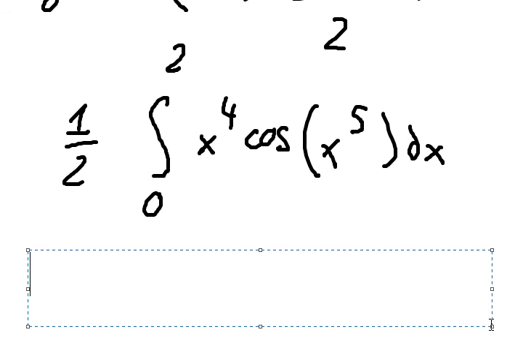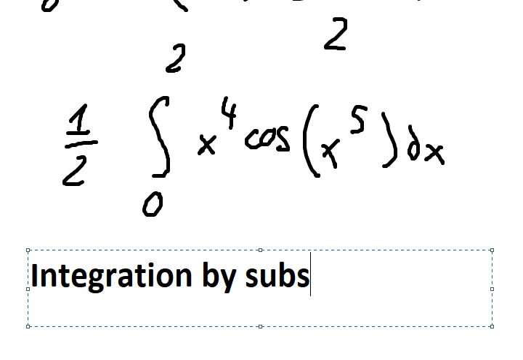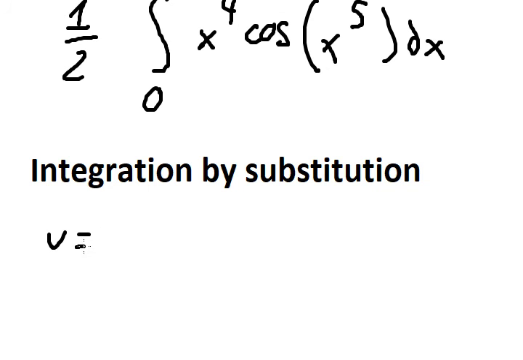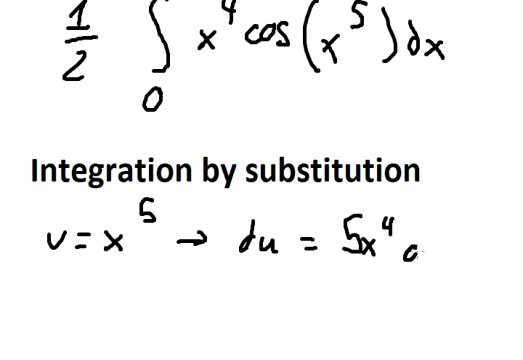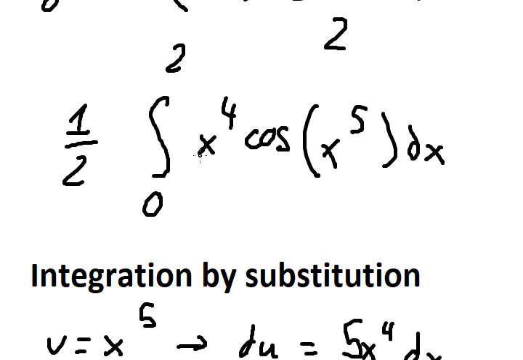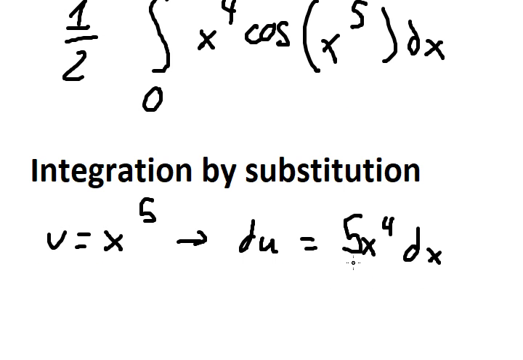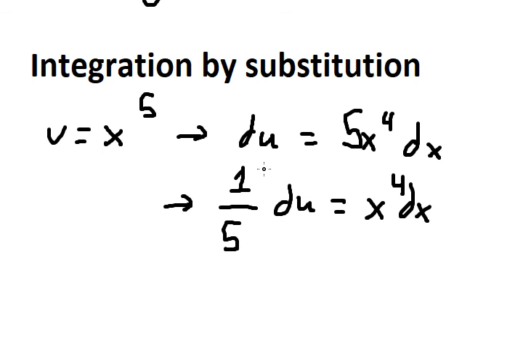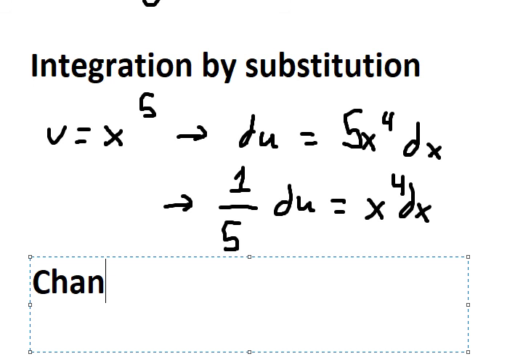Next, we need to use integration by substitution. So I will put u equals x to the power of 5. If I take the first derivative of both sides, we have du equals 5x to the power of 4 dx. Because we don't have number 5 in here, we need to divide both sides by number 5. Next, we need to change the bounds.